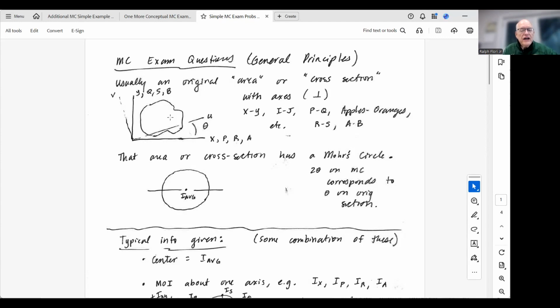This original area has a Mohr circle. And again, this Mohr circle is the locus of combinations. So remember, the horizontal axis is moment of inertia. The vertical axis is product of inertia. And so the points that plot the circle out are all of the combinations of moment of inertia and product of inertia at every orientation for this given cross section or this given area.